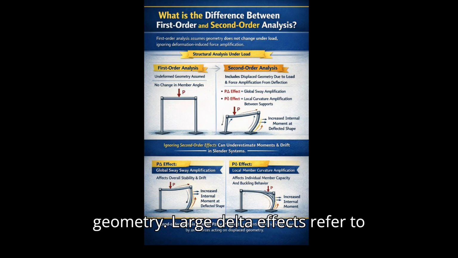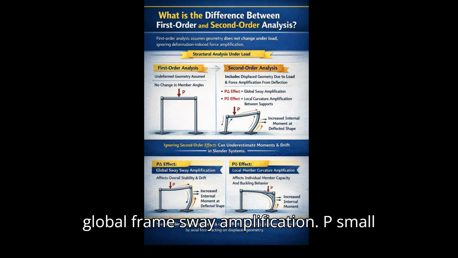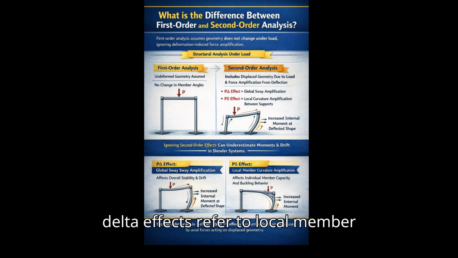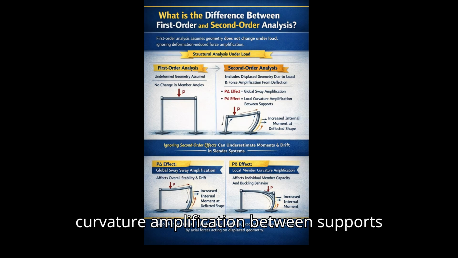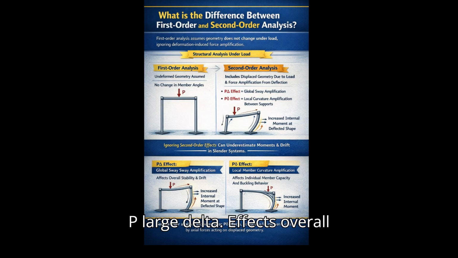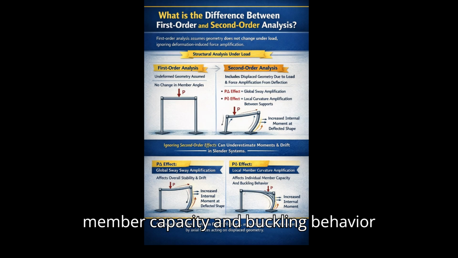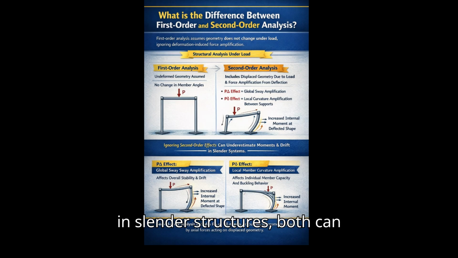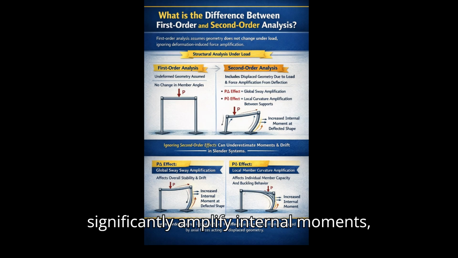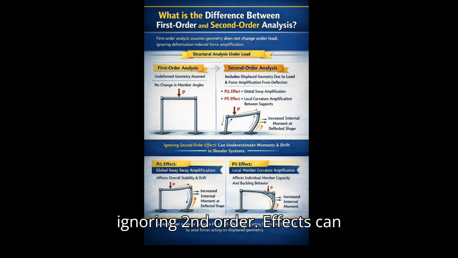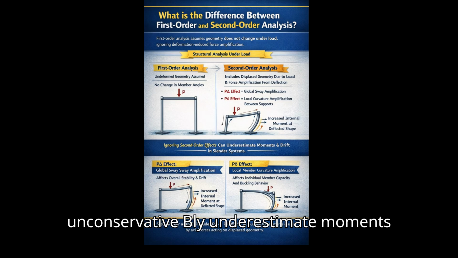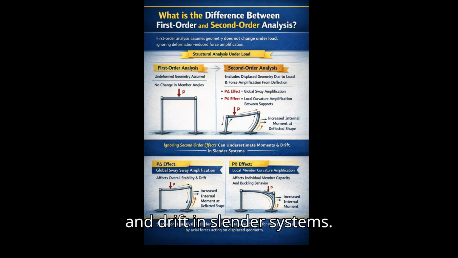P-Δ effects refer to global frame sway amplification. P-δ effects refer to local member curvature amplification between supports. P-Δ affects overall frame stability and drift, while P-δ affects individual member capacity and buckling behavior. In slender structures, both can significantly amplify internal moments. Ignoring second-order effects can unconservatively underestimate moments and drift in slender systems.